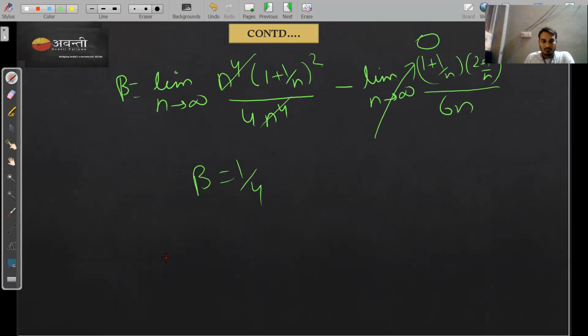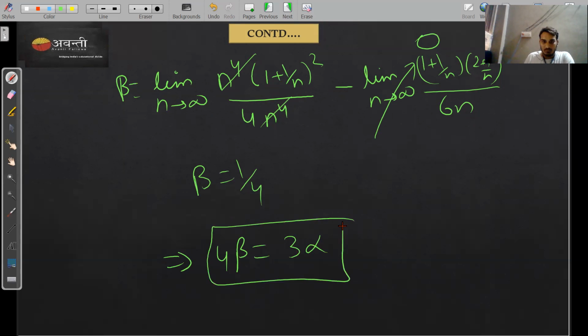So it implies 4 beta is equal to 3 alpha. Yes or no? So this is the relation between alpha and beta. A simple question, a direct formula based question. I hope this is clear to everyone. So now moving on to the next one.